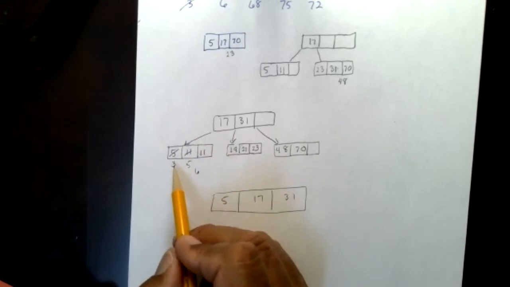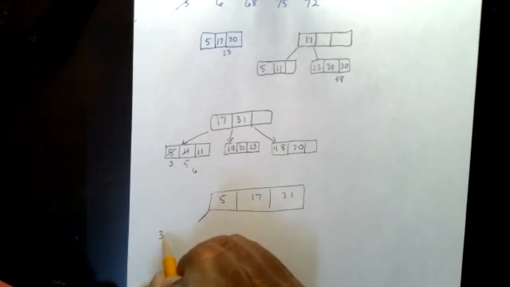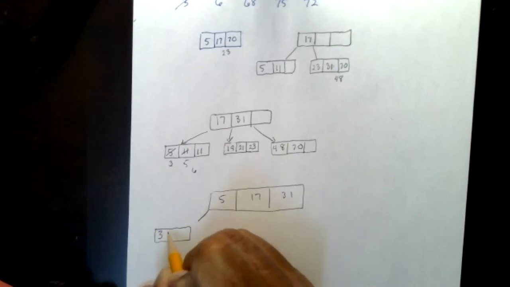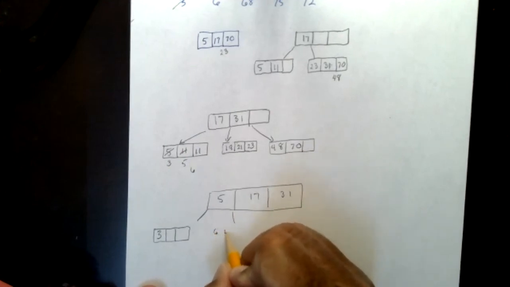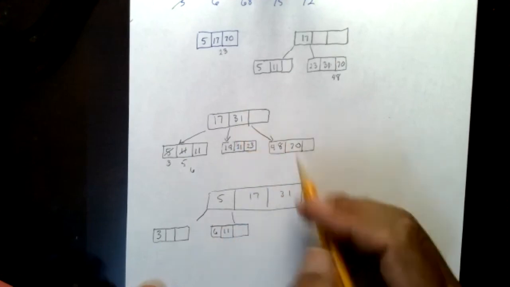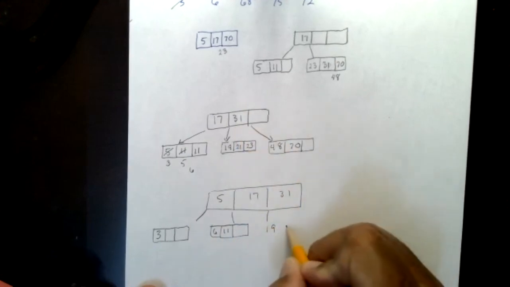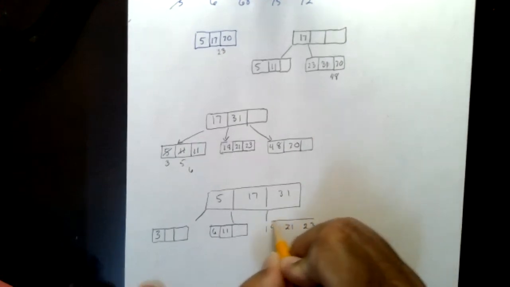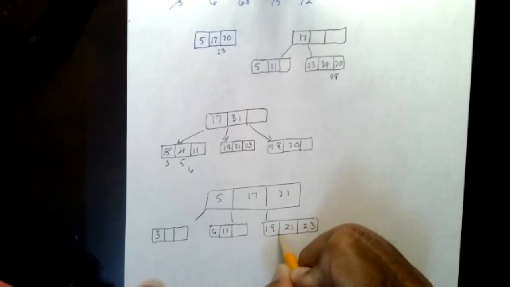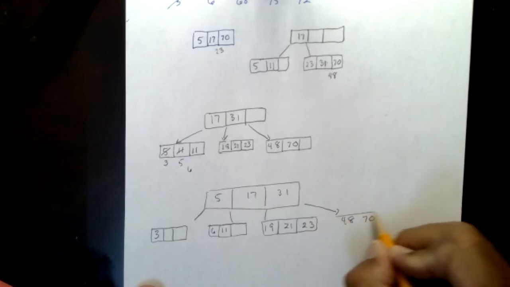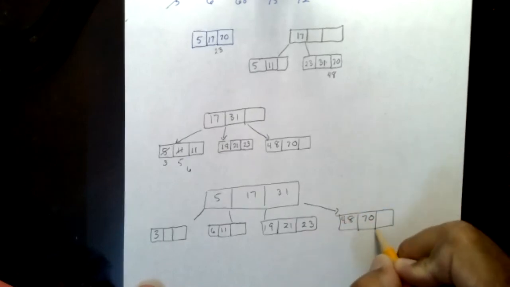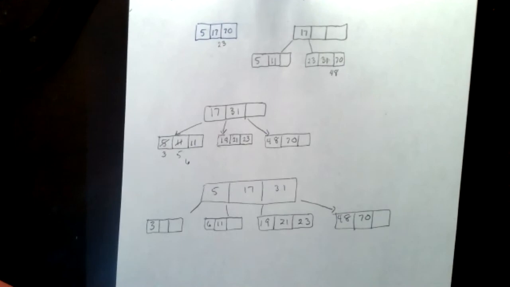When the 5 went up, what was left of 5? Just a 3. What was to the right of 5? It looks like the 6 and 11. Between 17 and 23, we still had a pointer to 19, 21, and 23. And to the right of 31, we had a 48 and a 70. Once again, how fast is search time? Wouldn't take long to search this list.